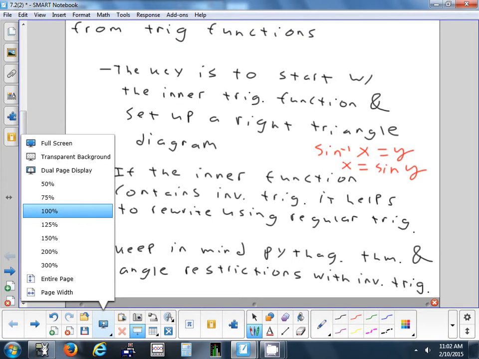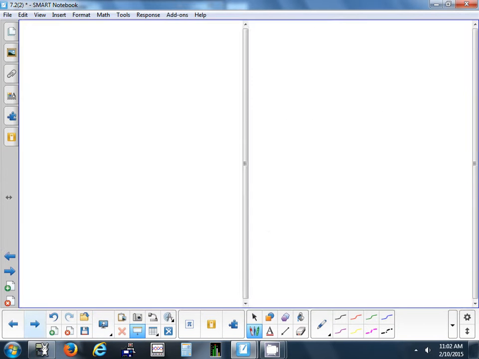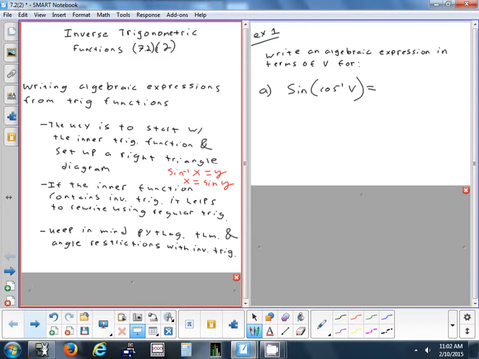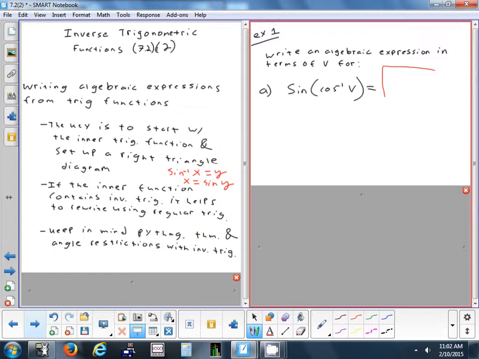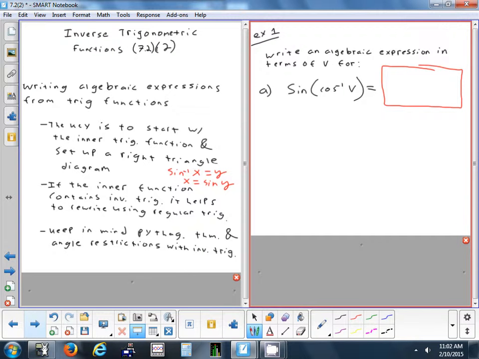All right, so let's take a look at an example. Our first example says the sine of the inverse cosine of v. What I want to do is come up with a formula to do that. Purely algebra. I don't want to have any trig functions in it at all. The key is we're going to start with the inner trig function, which in this case is inverse cosine.